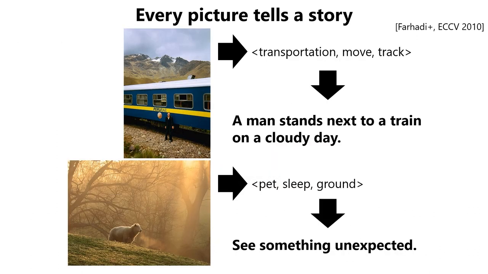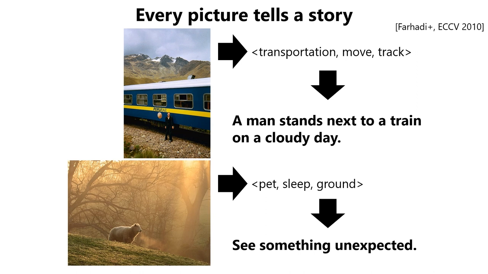The caption on the training data is the one that happens to be similar to the input image. In this next image, the triplet is a bit suspicious because of the words pet, sleep, and ground. Didn't the system find any training data with a similar triplet? We see something unexpected, so the caption is a bit different from the input image.